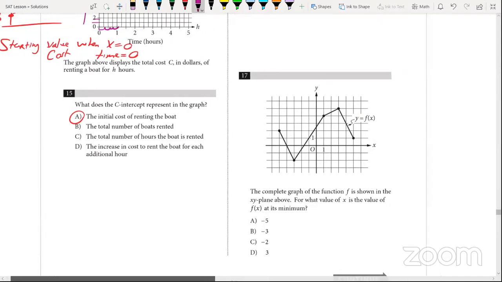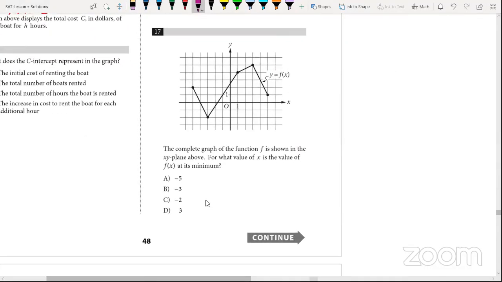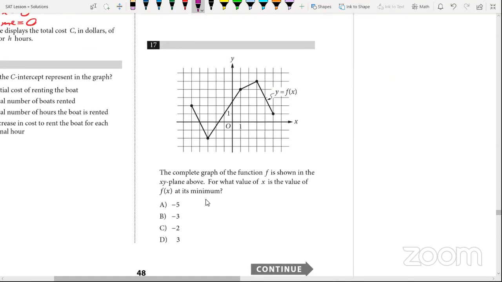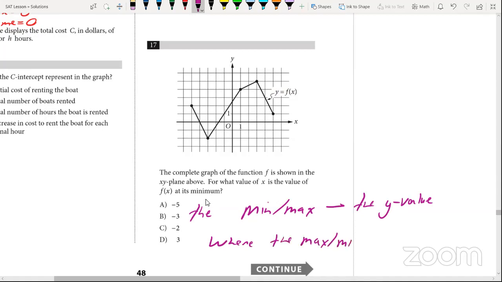Not part of the same scenario. For what value of x is f of x at its minimum? So when we're talking about mins and maxes, the min or max of a function is going to be the y value. The y value, the actual height, is the maximum or the minimum value. But if I tell you where to find the max and min, then that means I'm referring to the x value. So a little subtlety in the wordings.